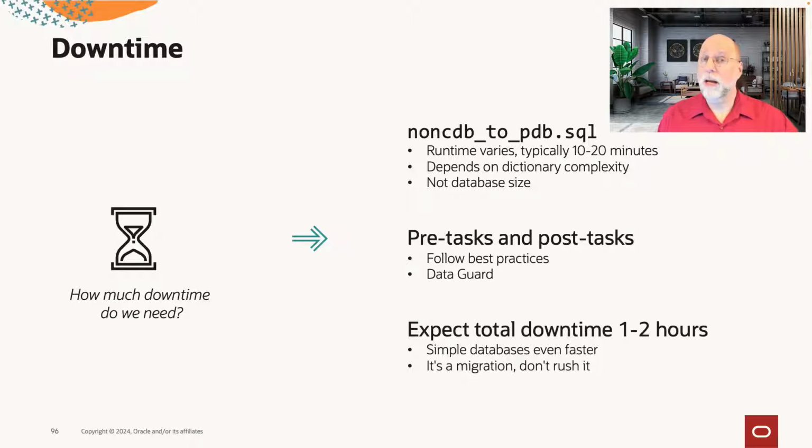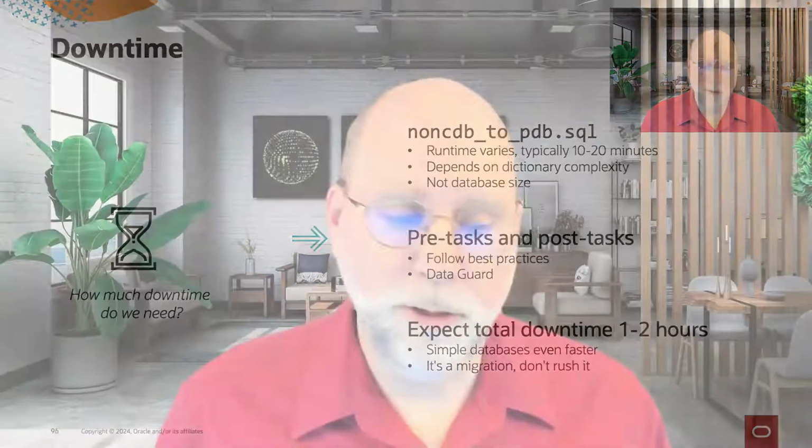So the total downtime that I would suggest you budget for a migration into multi-tenant without Golden Gate is on the order of 1 to 2 hours. It's a migration. There are pre-tasks for your applications and post-tasks, and you're going to be dealing with how do I connect to this later, because now I've got a CDB that has its own SID and the PDB is within that and it has a service, but there's lots of stuff to think about. So don't rush it. Make sure you know what you're doing and set aside the time necessary to make it happen.